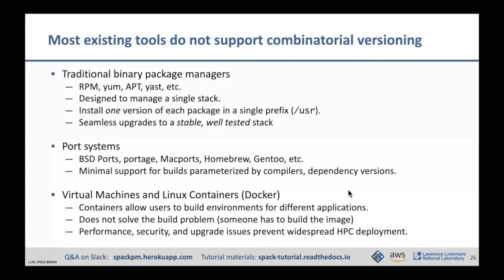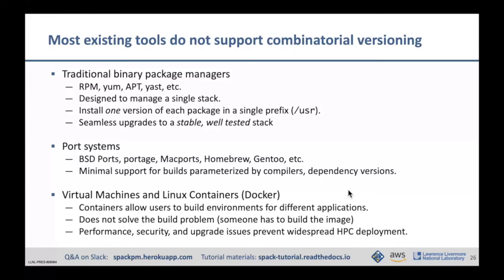Port systems like BSD ports, Portage, MacPorts, Homebrew, Gentoo, and all those also manage a single prefix, but they build from source. Although actually Homebrew is mostly a binary package manager these days. They have some support for parameterized builds. Like you can get sort of a one-off version in Homebrew sometimes, or maybe Gentoo supports a little bit of multi-versioning, but you generally can't just ask for what you want.